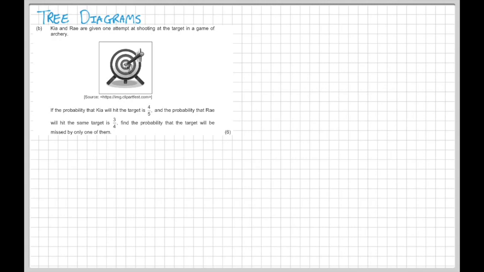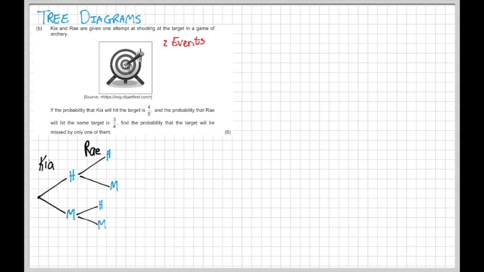Now, why do I say this is a tree diagram sum? Because there are two events that happen directly after each other. Simultaneously doesn't really matter, but there are two events that are happening. First of all, I've got Kia. Now she has got two options, hit and miss. Then I've got Ray shooting and she can hit or miss. And there's my tree diagram.